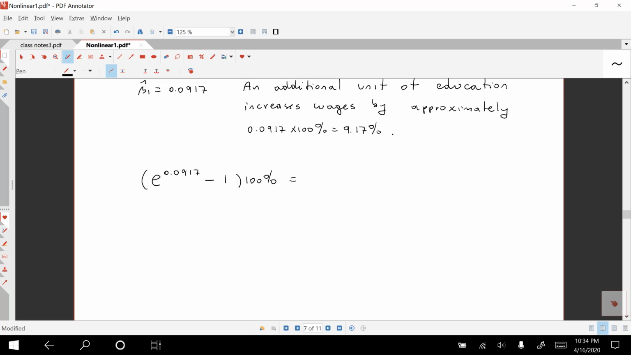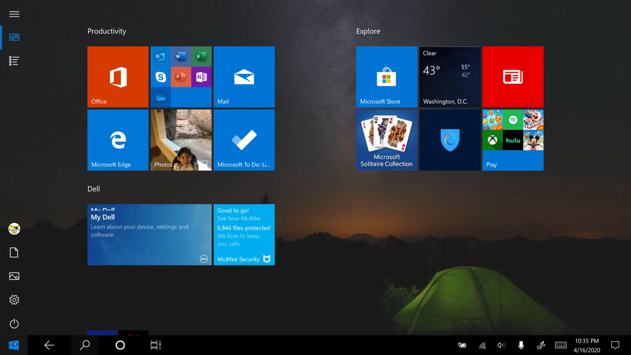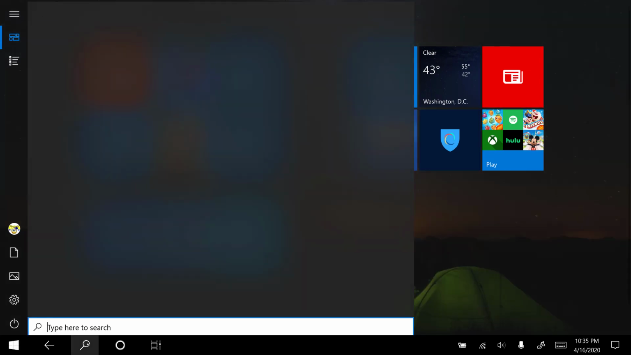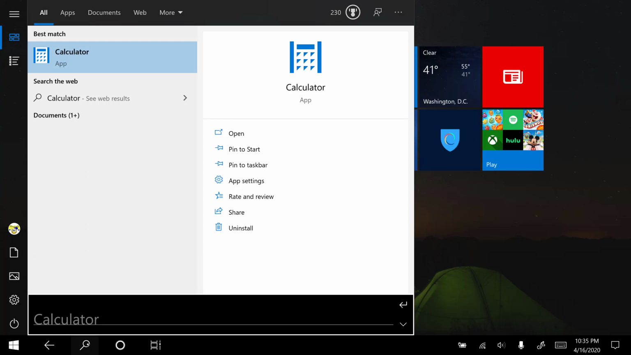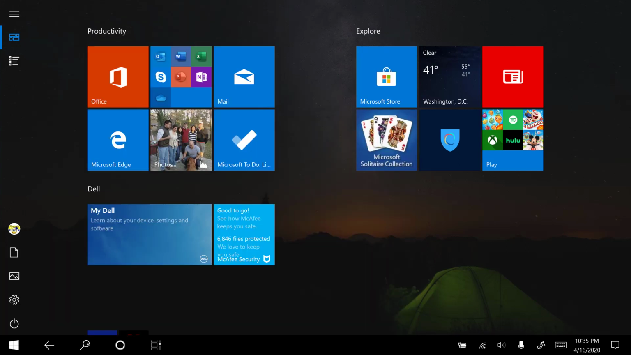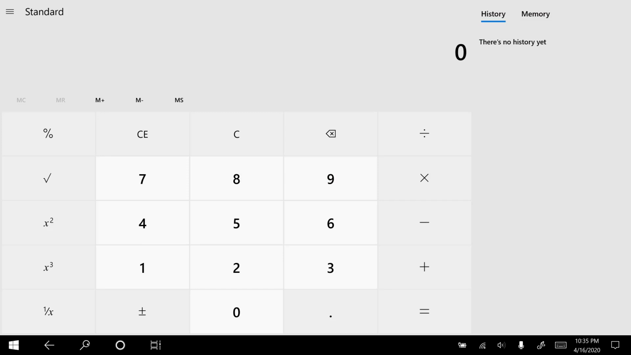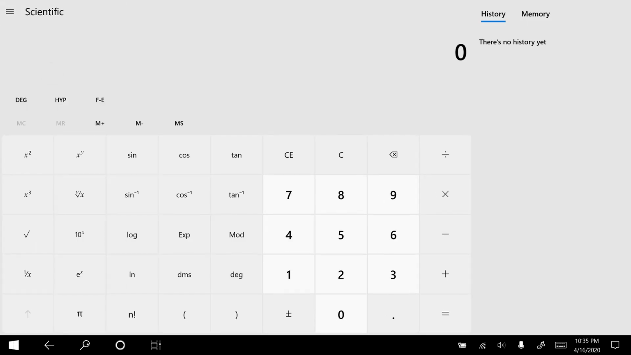And if you were to do that calculation, that will give you 9.60%. So let me see if I have a calculator here, if I can find a calculator to show you. Okay, so let me see if I can open this up. And let me see if I need a scientific calculator.